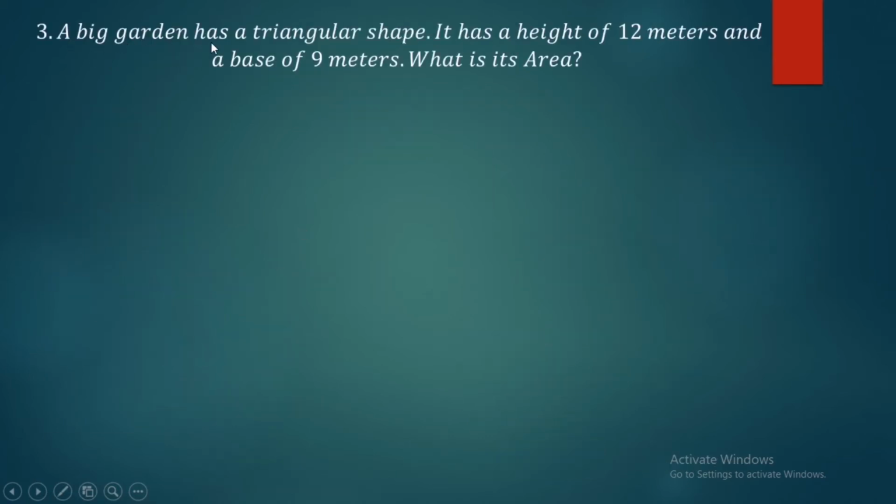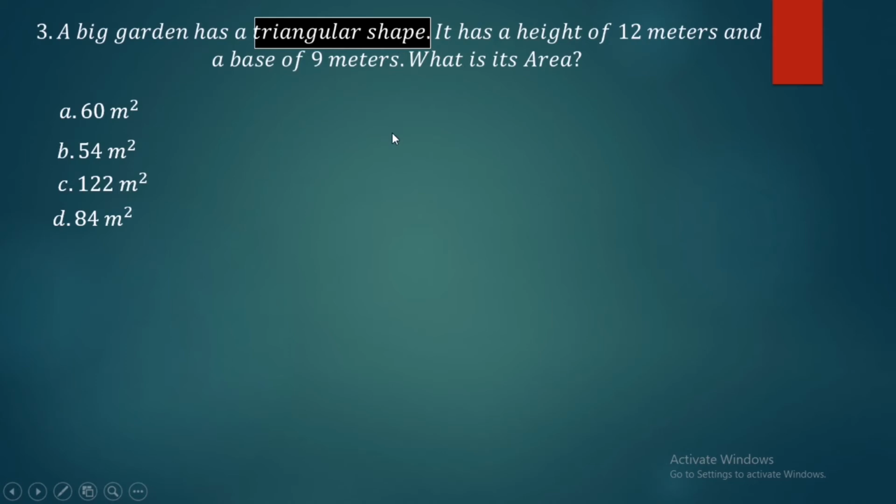Number 3, a big garden has a triangular shape. It has a height of 12 meters and a base of 9 meters. What is its area? A, 60 meters squared. B, 54 meters squared. C, 122 meters squared. D, 84 meters squared. So ang ating plain figure here is triangular shape.